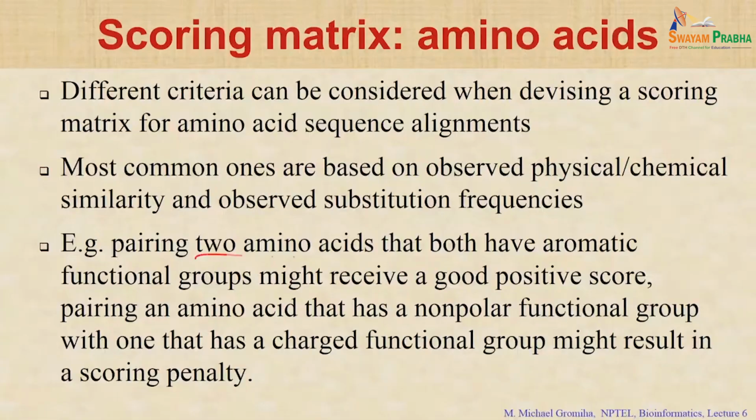Now we can look at the mutations, whether these two amino acids both have the aromatic functional group. In this case, we can give a good positive score. Aromatic to aromatic is fine, and aliphatic to aromatic is fine. But a nonpolar group replaced with a charged group gets a penalty, because it alters the stability or the function, like we discussed in the case of sickle cell anemia.